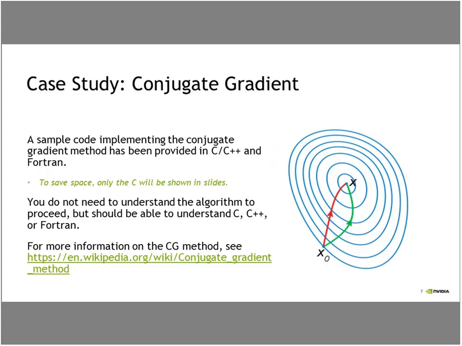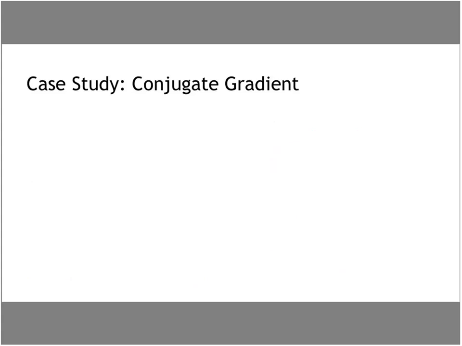We did use an example code. In this case, it implements the conjugate gradient method. This code is available in our quick labs, and you'll be doing those this week. And I'll also make this code available online at a later time. So the first step we talked about, to review, was analyze.